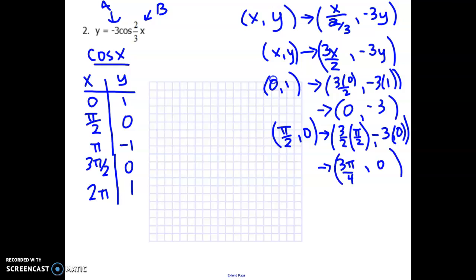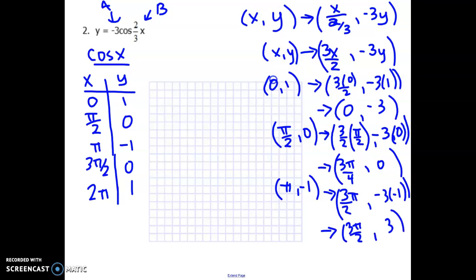Let's try another one. Let's try pi. So pi is at negative 1. So that gives me 3 times pi over 2. And minus 3 times minus 1 is going to give me positive 3. So 3 pi over 2 and positive 3.